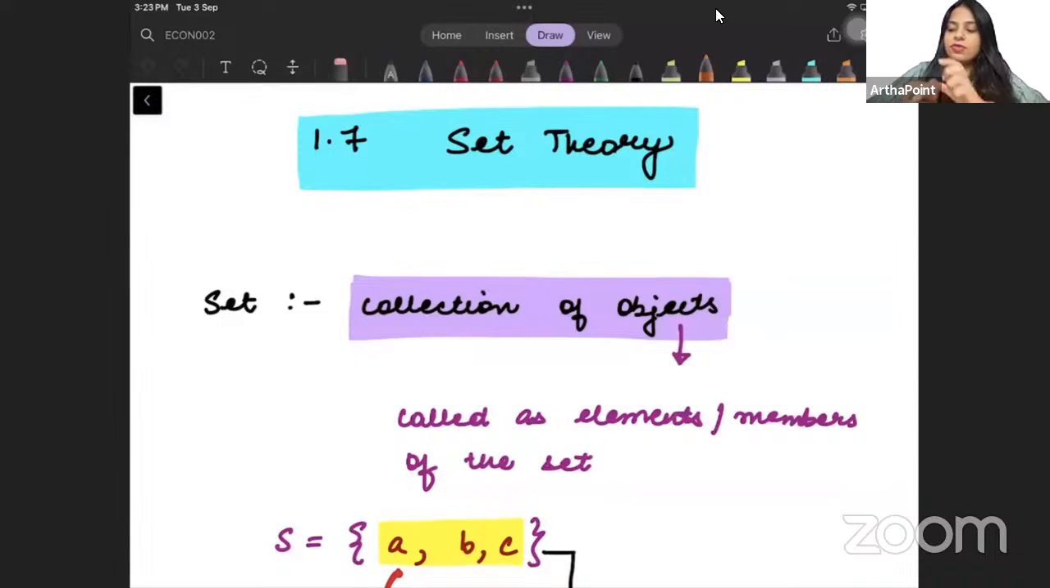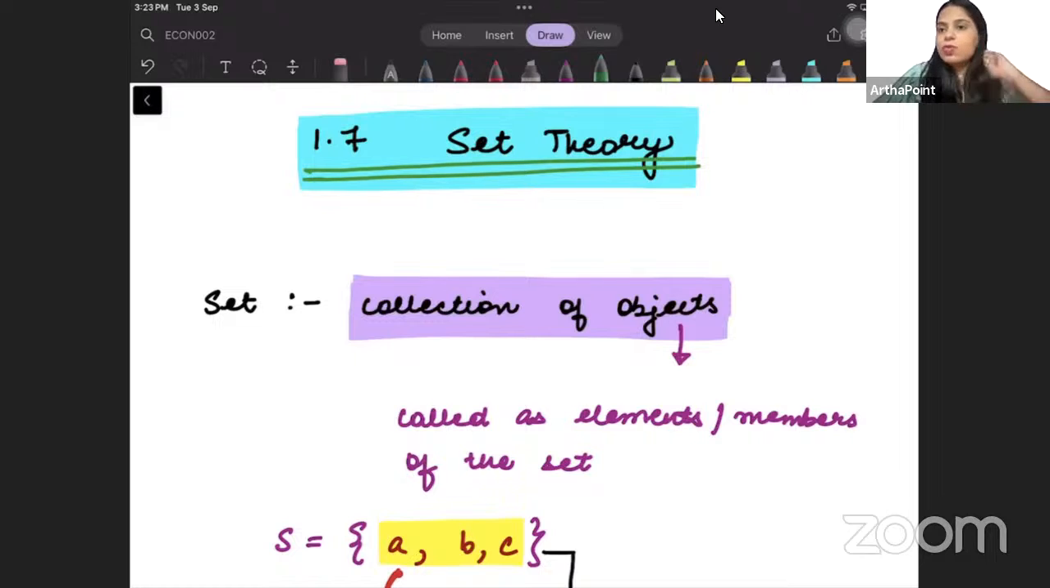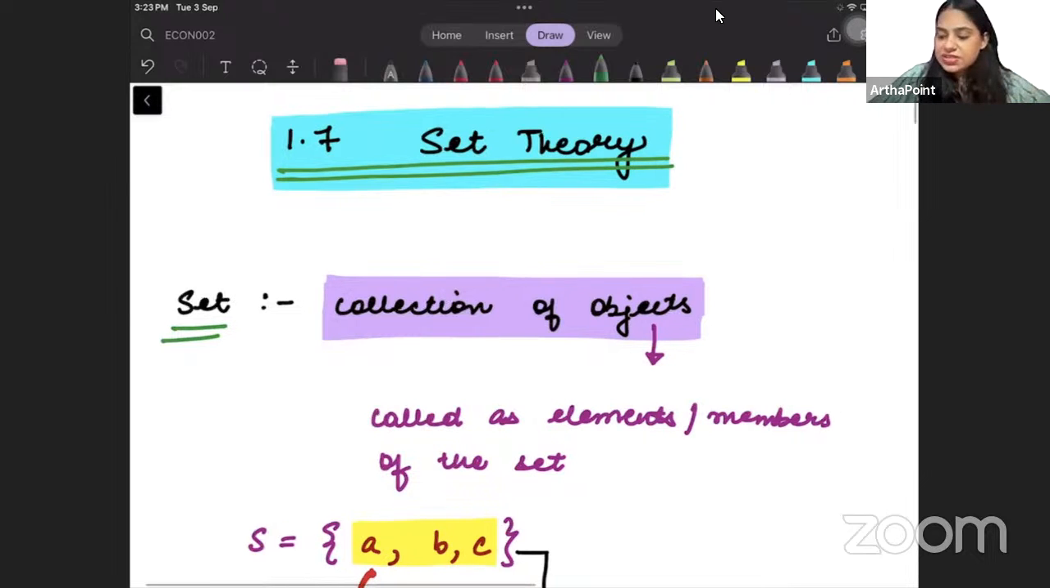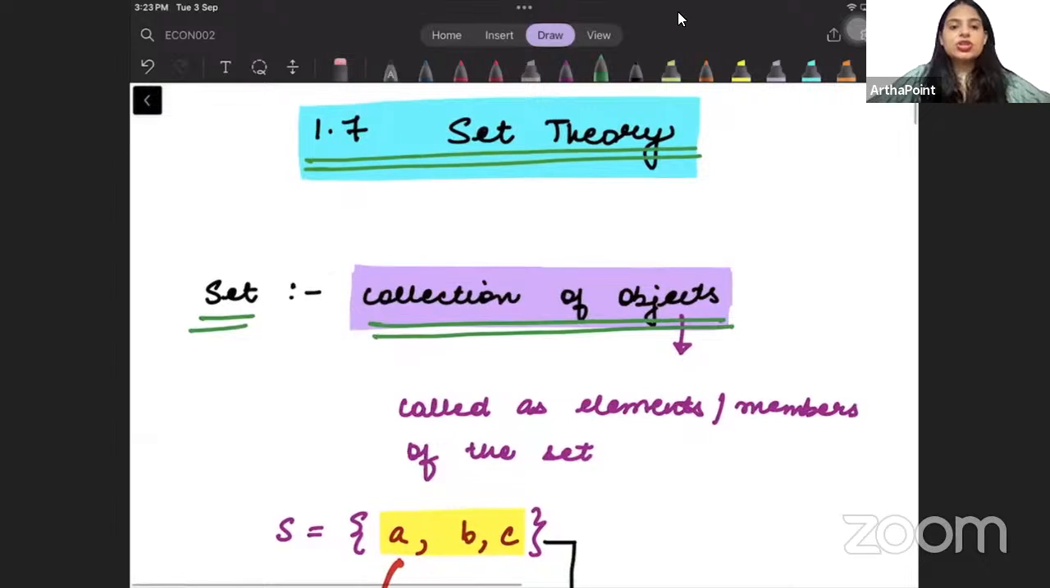Everyone. So today we are going to start with section 1.7. And in this section, I'm going to talk about set theory. Okay? What is a set, first of all? Whenever we talk about a set, a set basically represents a collection of objects, right? A collection of objects becomes a set.